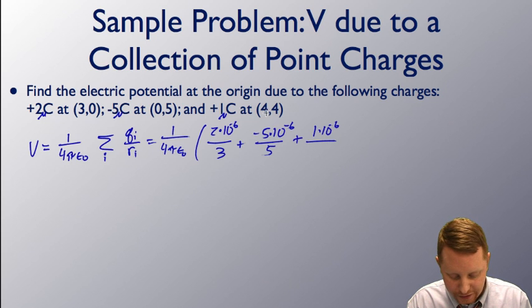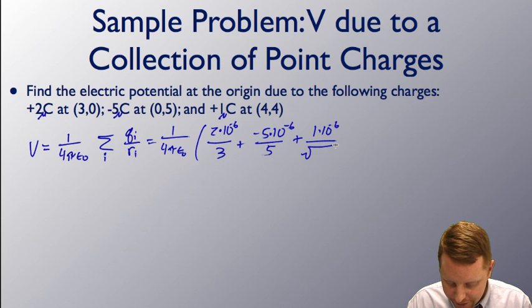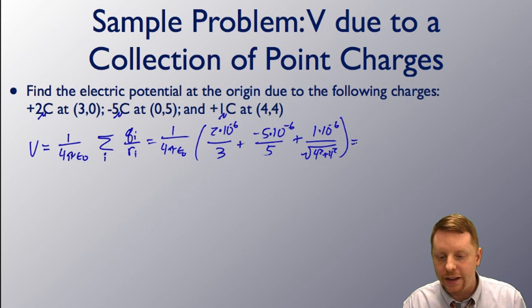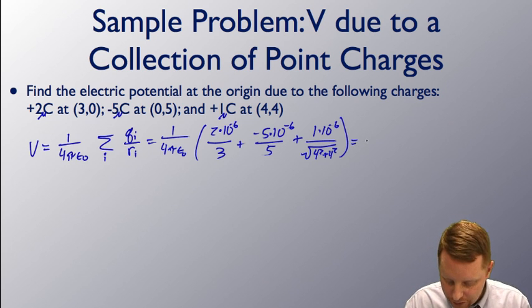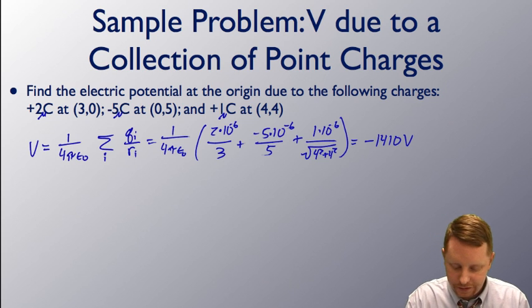Well, to get the distance from the origin for a point at 4, 4, we've got to use the Pythagorean theorem. That'll be the square root of 4 squared plus 4 squared. Plug all that into my calculator, and I come up with a potential of about negative 1410 volts.